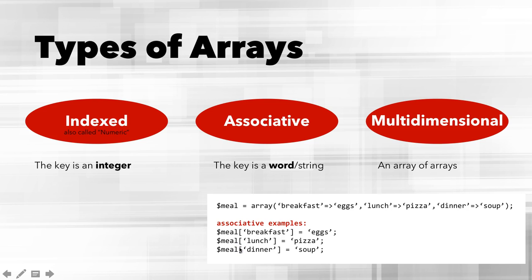The key in an associative array is a word or a string. In PHP, you assign the value to a key by using the equals and the greater than sign. The strings must be in quotes, and the key value pairs separated by a comma. Use an associative array when the order of the information doesn't matter.